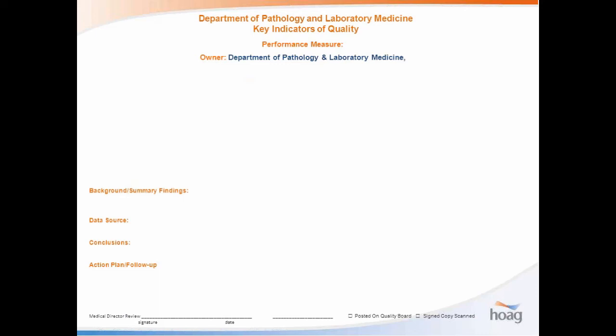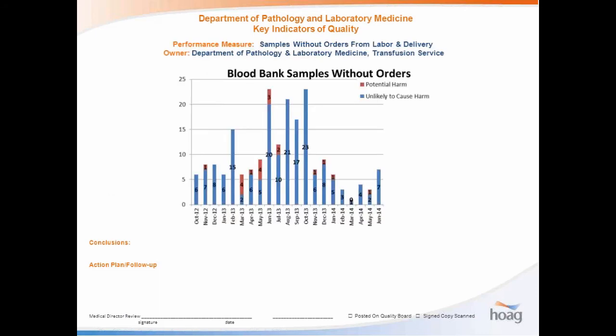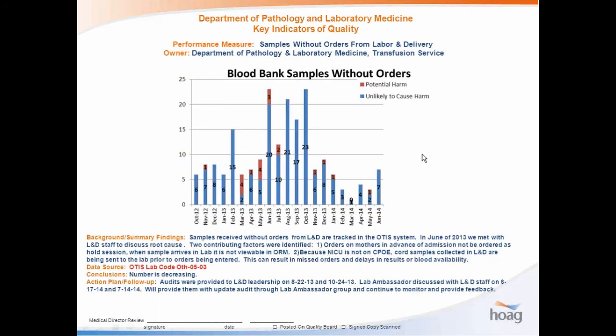This is the sort of template that we use. I'll show you a completed one. This is one that we're looking at with blood bank samples without order. So we'll put the data, the background, the data source, which in this case was an OTIS nonconforming event code, the conclusions, and the follow-up and corrective actions.